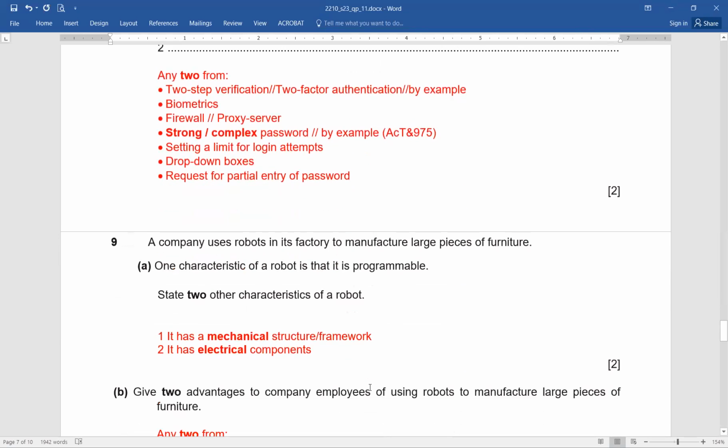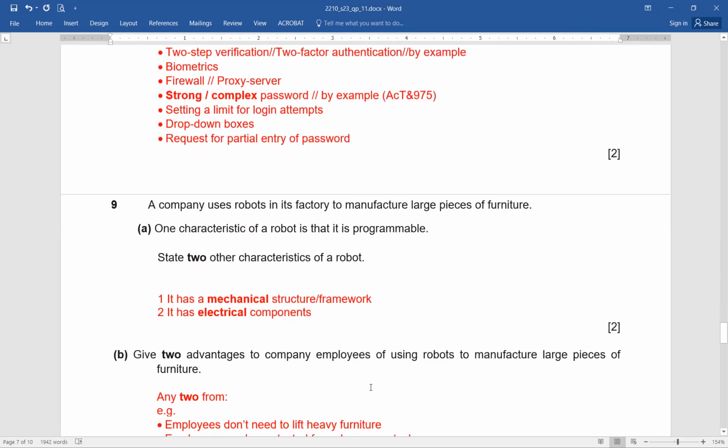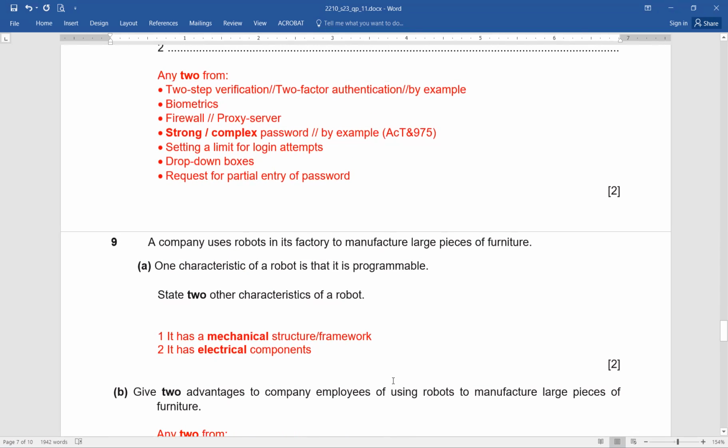Okay. Question number 9. A company uses robots in its factory to manufacture large pieces of furniture. One characteristic of a robot is it is programmable. Now, just be very, very attentive. What the question says is, one characteristic is it is programmable. So programmable is already given to you. State 2 other characteristics of a robot.